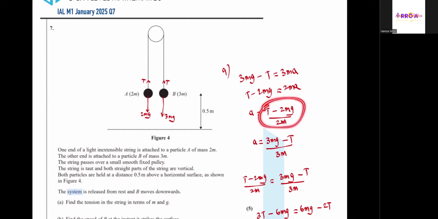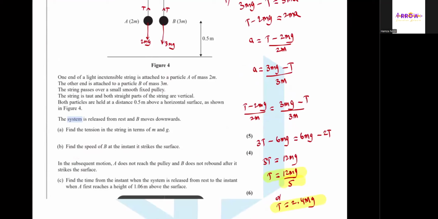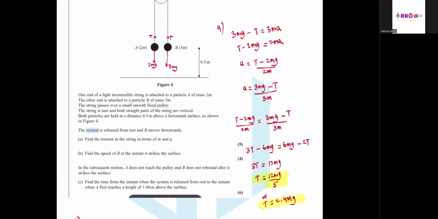So a = (T − 2mg)/2m, and a = (3mg − T)/3m. So a is equated with a, and therefore I equated these two expressions with each other, and therefore I obtained this equation. 3T − 6mg = 6mg − 2T, and therefore the tension in the string is 12mg/5, or you can say 2.4mg. This is the answer of part A, which we are looking for.